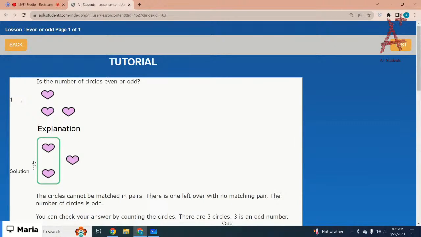If you have the pairs, every heart in the form of pair, that means they are even. But they are not in the form of pair. You have just one left, that means they are the odd numbers, right?